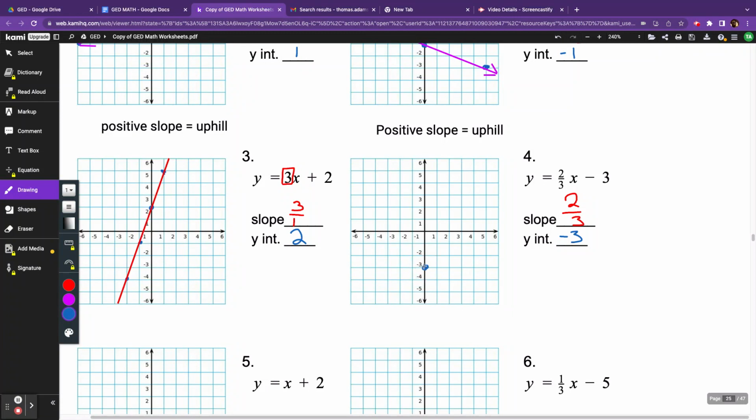Now what do I do? And then you would go up 2 over 3. And then you can repeat that. You can go in the other direction too. Remember, it has to make a line. Then connect the dots.